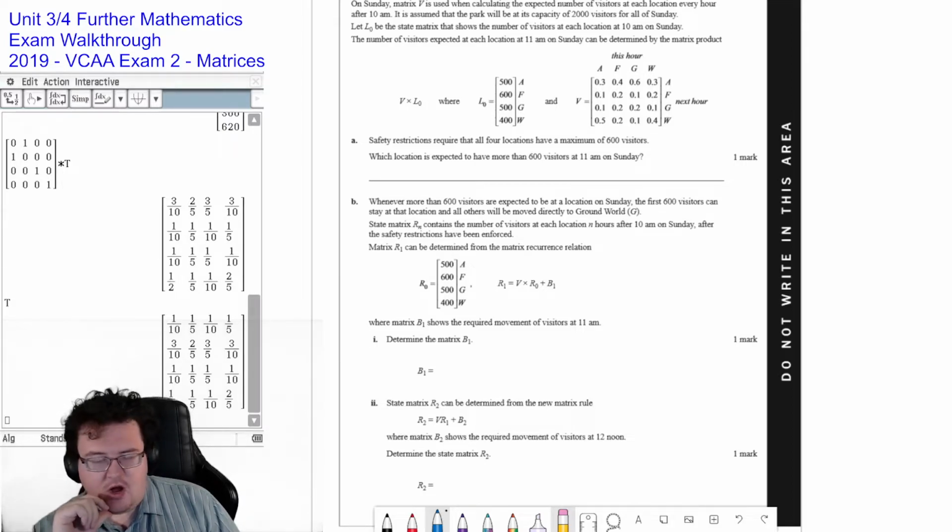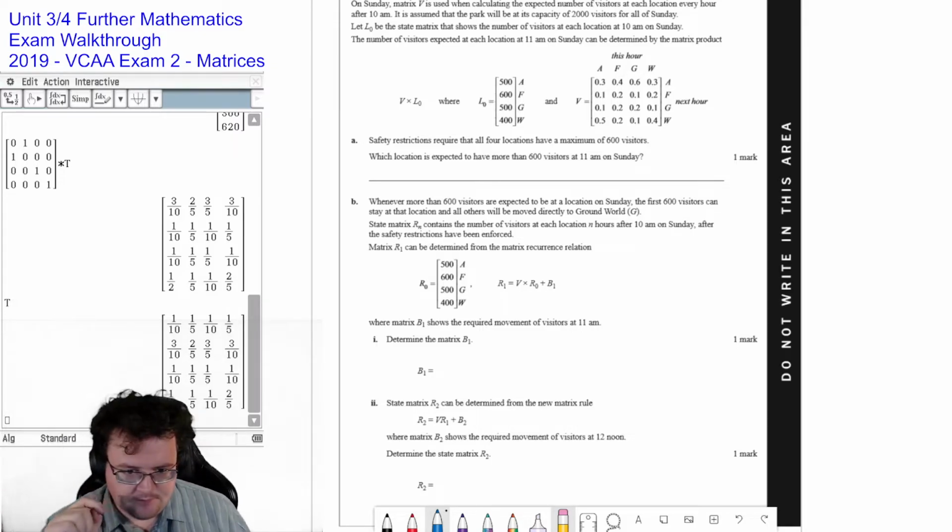Safety restrictions require that all 4 locations have a maximum of 600 visitors. Which location is expected to have more than 600 at 11 a.m.? So what they want you to do is just go V times L0.